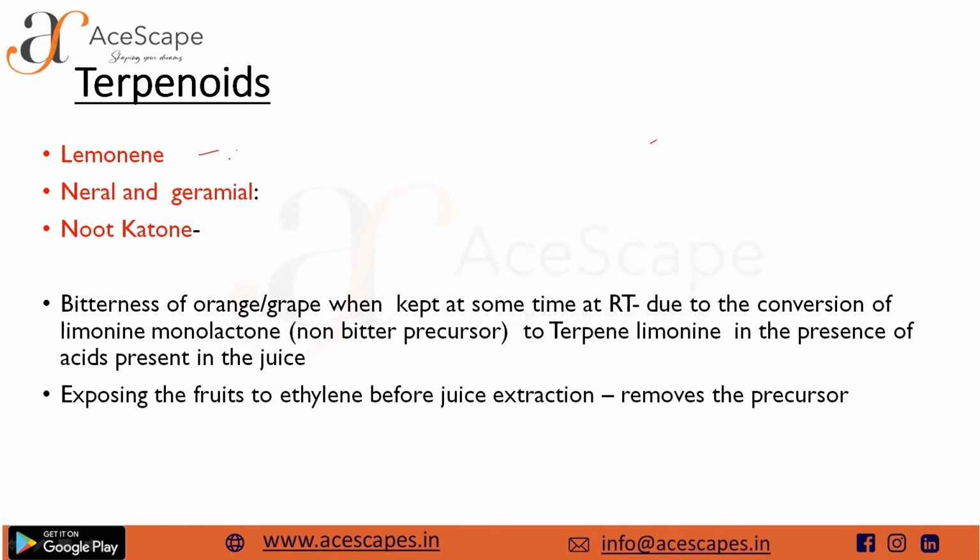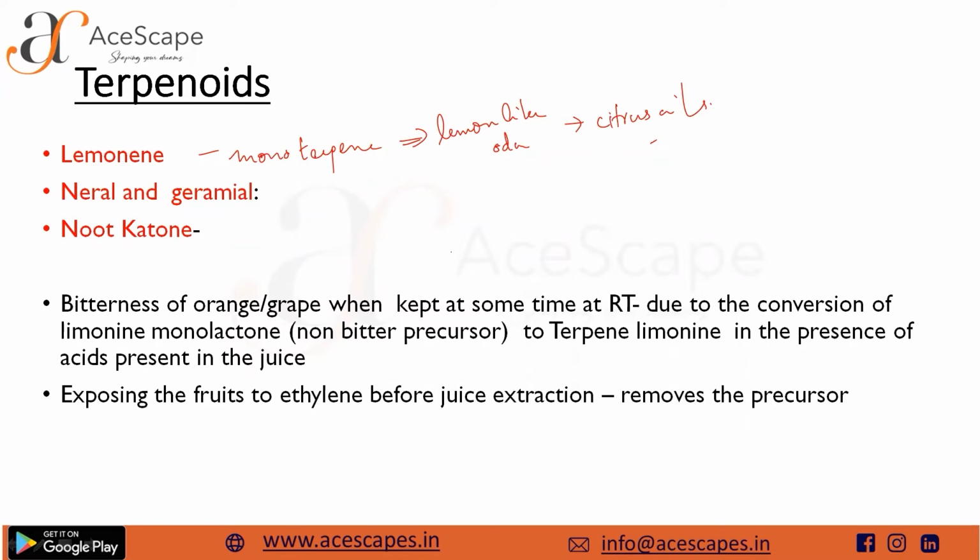It's basically a monoterpene, and this has a lemon-like odor. This is present in most of our citrus oils. So the compound which is present in our citrus oil is limonene, which gives this lemon-like odor.